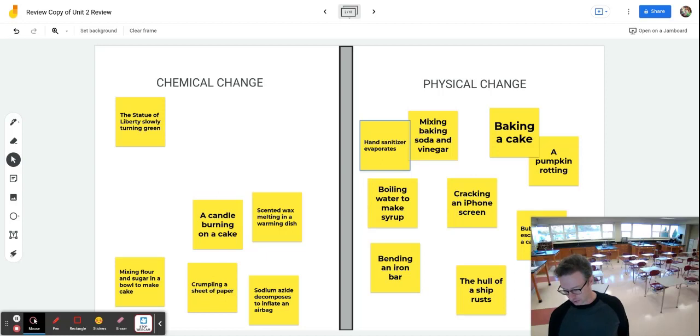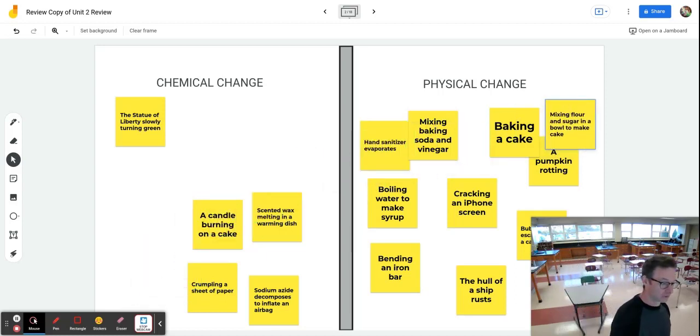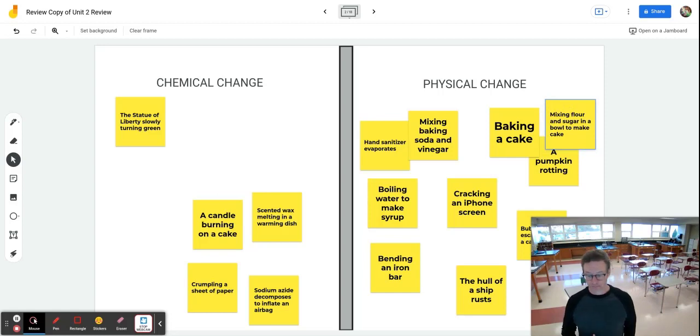Mixing flour and sugar in a bowl. Mixing, right? Mixtures are physical combinations of substances. So just putting the flour and sugar in a bowl and mixing them together doesn't change anything about the flour or the sugar. It just mixes the particles of sugar and flour into more of a uniform mixture, but it doesn't change either substance directly.